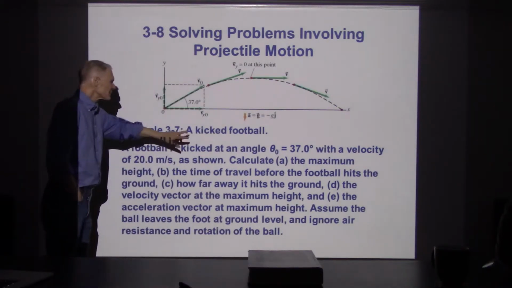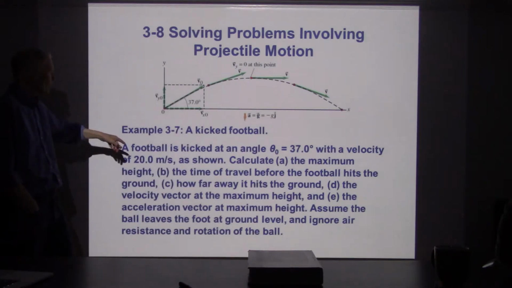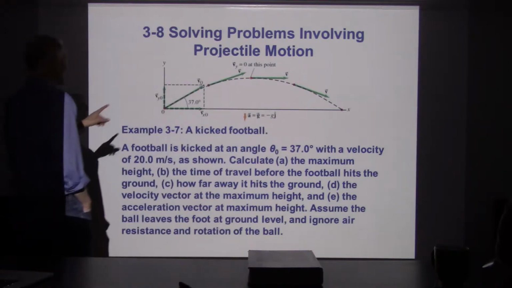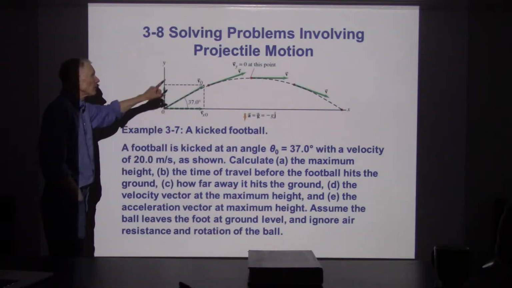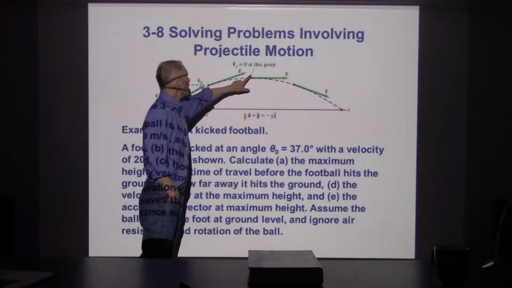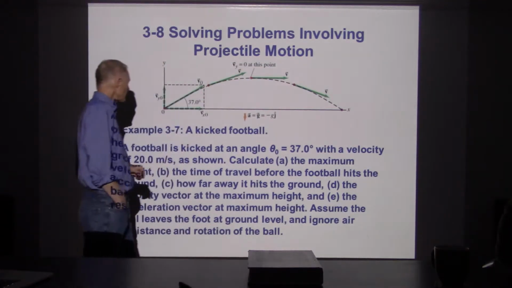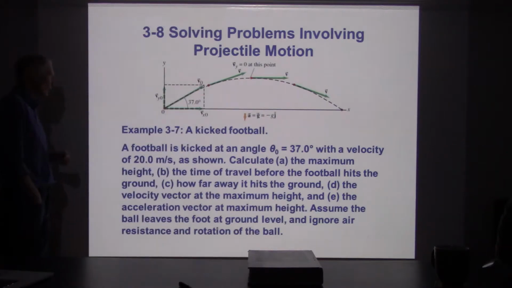So a football is kicked at 37 degrees with a speed of 20 meters per second. So 20 meters per second, what was that? It was like 45 miles an hour, something like that. We want to find out what's the maximum height. Now, the height is identified because the speed in the y direction goes to 0 at the top. So that's going to be identifiable.